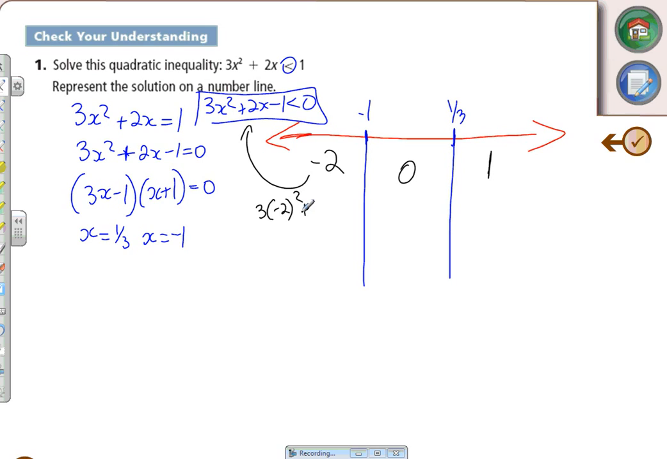So 3 times -2 squared plus 2 times negative 2 minus 1. I want to know, is this going to be a negative number? Is it going to be less than 0? And work that through. Negative 2 squared is 4 times 3. So 12 plus 2 times negative 2 is negative 4 minus 1. So 12 plus 4. Hey, you know what? I don't even need to get to the end. I just need to realize that that's not going to be negative. That's not going to be less than 0. So this is false. It makes this inequality false. So this is not going to be one of my solution sets.